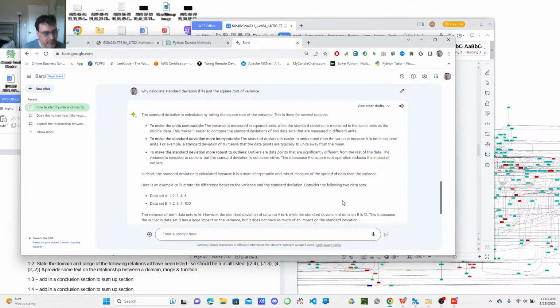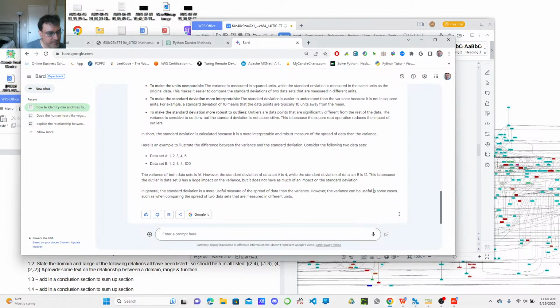Standard deviation is also more robust to outliers. Outliers are data points that are significantly different from the rest of the data. The variance is sensitive to outliers, but the standard deviation is less sensitive, because the square root operation reduces the impact of outliers. Standard deviation is a more interpretable and robust measure of the spread of data than the variance.